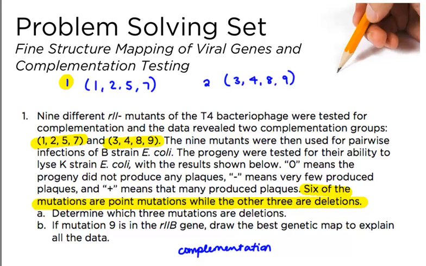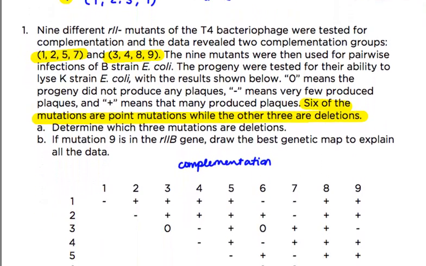Then what is shown below is the complementation data. And the units that they used are 0, dash, and plus. So 0 means no plaques, and that means that these are the deletions. And I'll tell you why in a second. The dash means a few plaques, and these are from reversions.